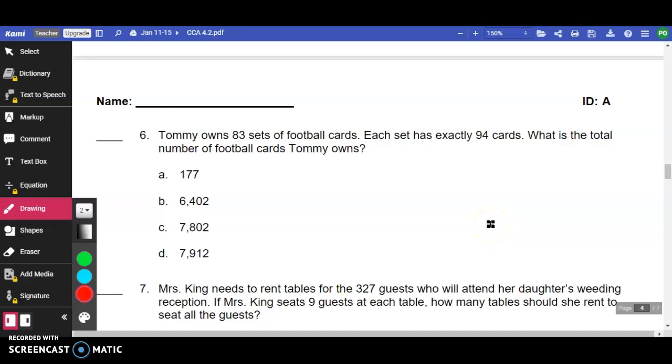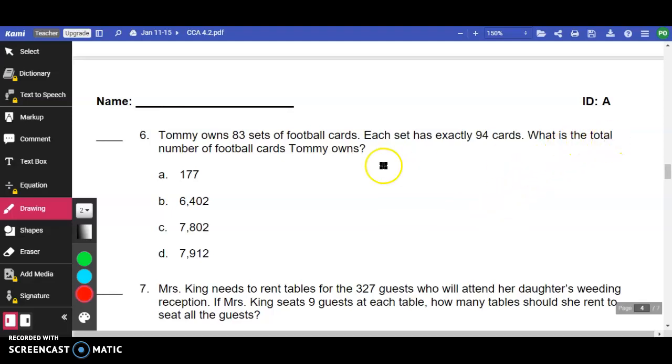Tommy owns 83 sets of football cards. Each set has exactly 94 cards. What is the total number of football cards Tommy owns? Well, do we have a total here? What are we trying to find? What's the question?